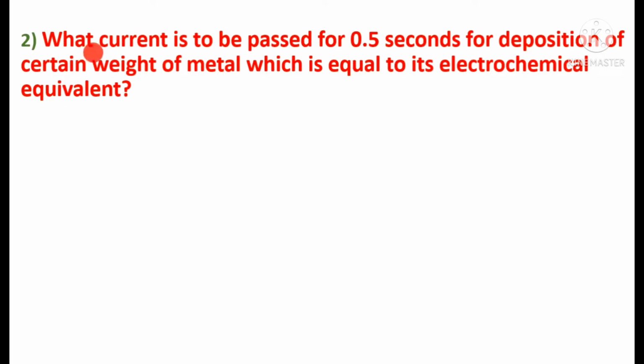Read the problem, students. What current is to be passed for 0.5 seconds for deposition of certain weight of metal which is equal to its electrochemical equivalent? See, in this problem they are asking you to calculate the current I, and what else is given? Time is given in seconds, 0.5 seconds. And one more clue is also given: the weight of the metal is equal to its electrochemical equivalent, that is W is equal to electrochemical equivalent.